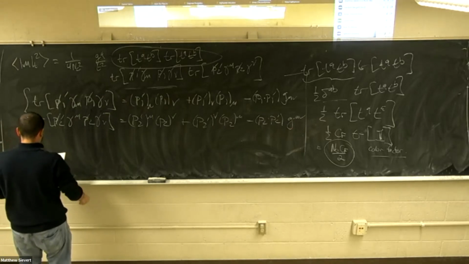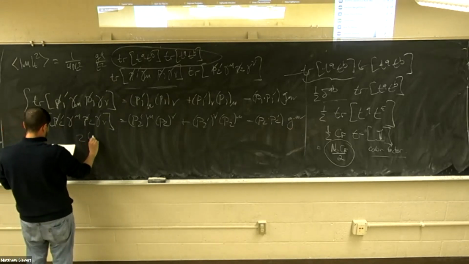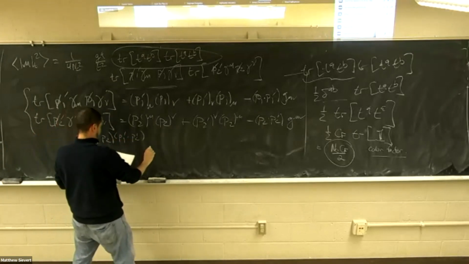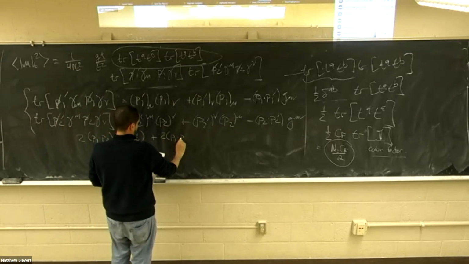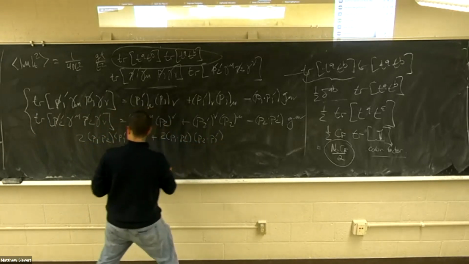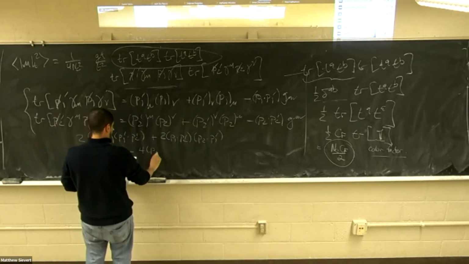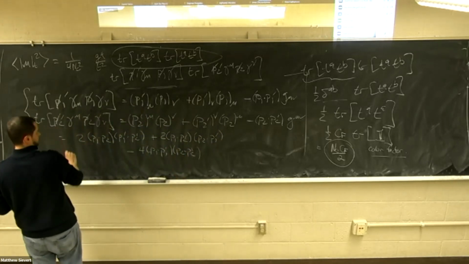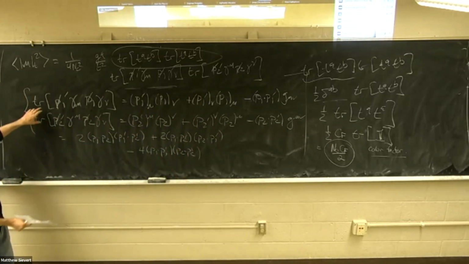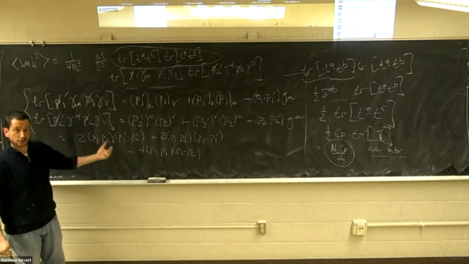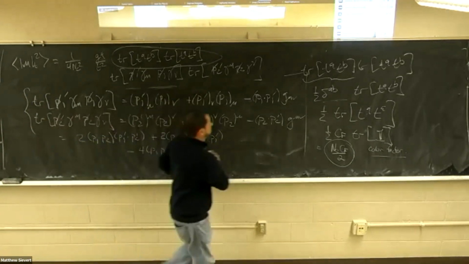When I multiply those two traces out, I get 2 times P1 dot P2, P1' dot P2', plus 2 P1 dot P2', P2 dot P1', minus 4 P1 dot P1', P2 dot P2'. That's just the dot products that I get by expanding out all of the traces. And then the last step is to combine everything into a sensible form by replacing these dot products in terms of the Mandelstam invariants.